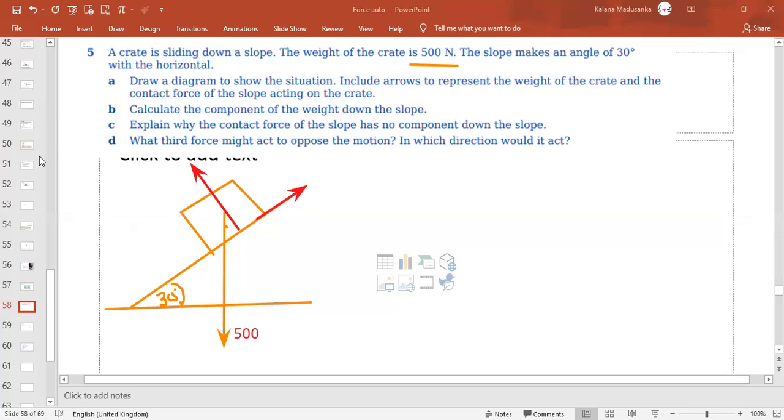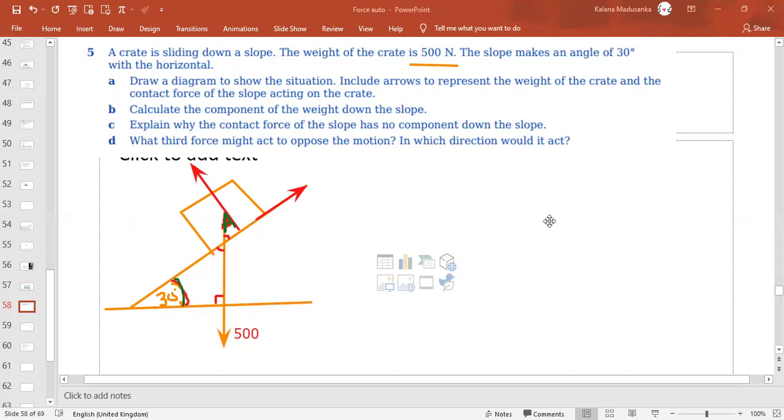Now we have to remember that if this is a 30-degree angle, and if this is 90 degrees, what is the value of this angle? This side is equal to this side. So basically, this angle becomes 30 degrees, right? Let me use another color. This angle is 30 degrees.